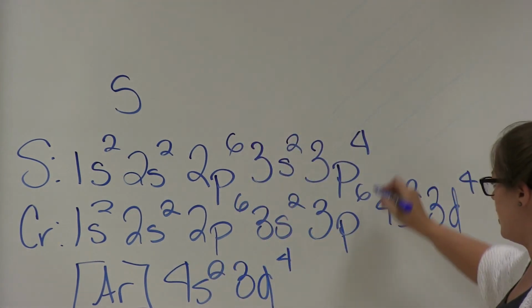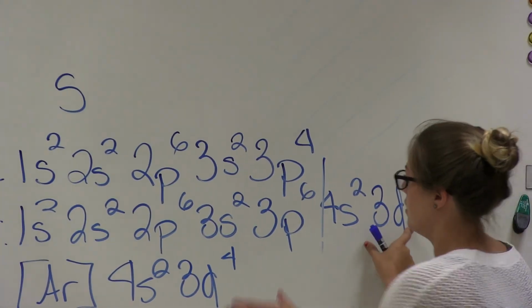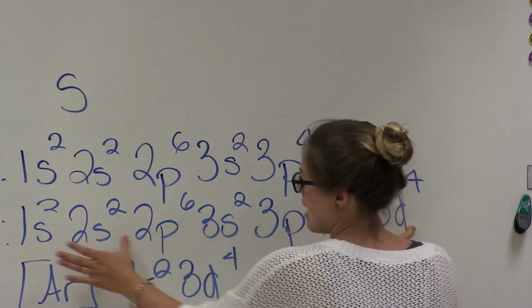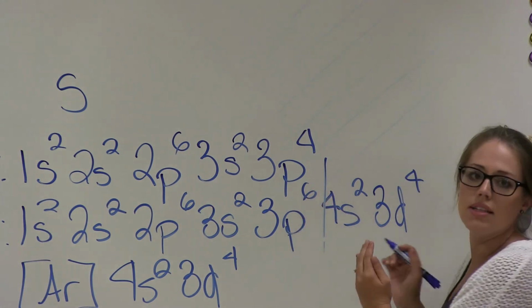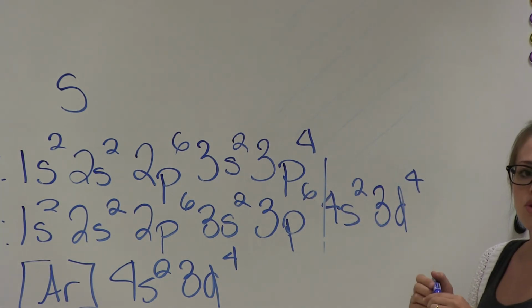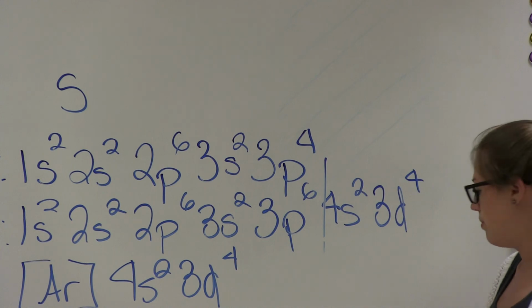Okay, so all this has done is it's cut off the ending here, so argon has covered this main group right here, and we're dealing with our valence electrons, which is going to give us our shorthand notation for electron configuration.